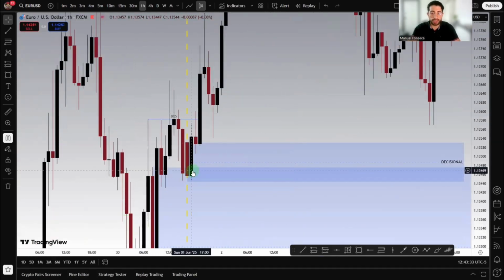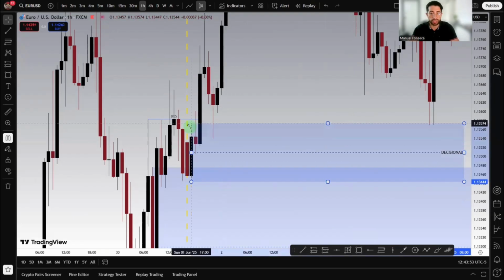I said to you, we could have this candle, which is the black one, and that black one is the one that has the lowest reaction, or the one that has the highest reaction against the main trend line. So the black one would be the candle that we consider as our decisional. I just maximize it a little bit more, right? Why? All of this complete candle will be the decisional zone.